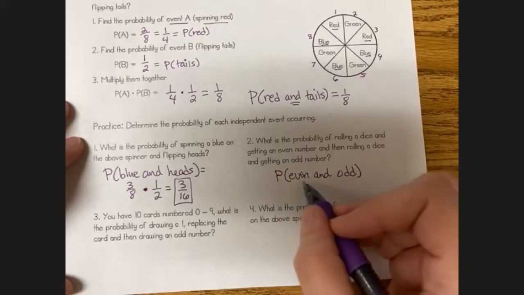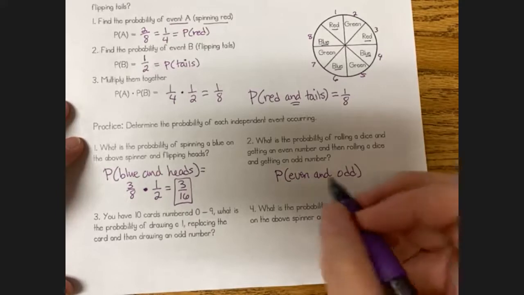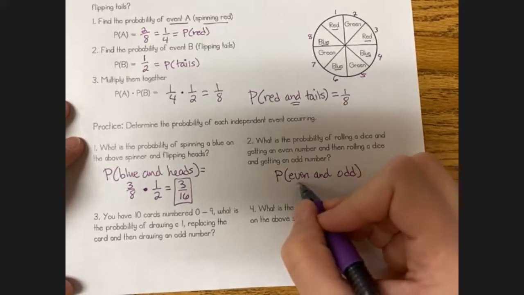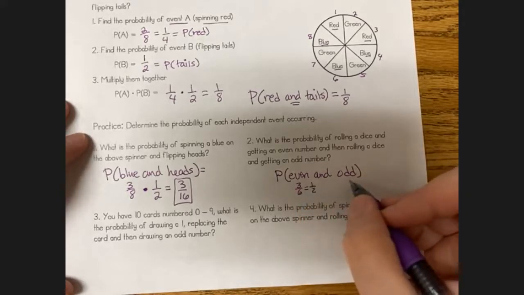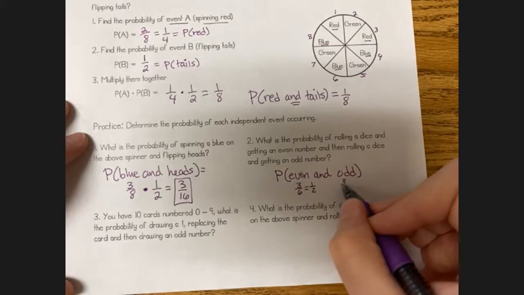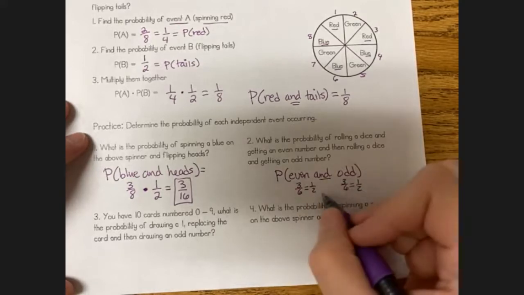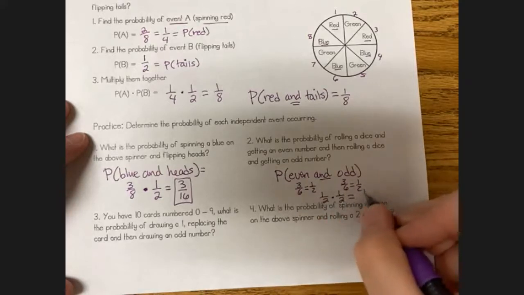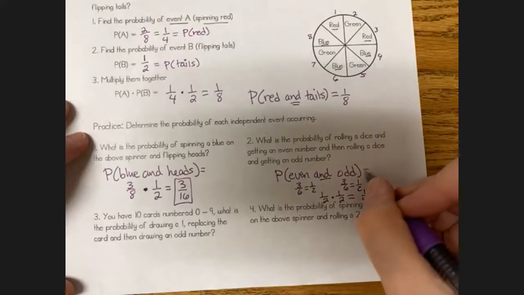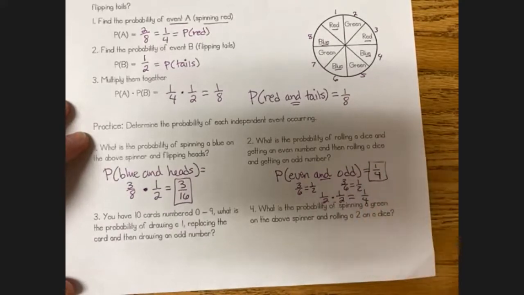So the probability of an even is, of course, your sides are 1, 2, 3, 4, 5, 6. So 2, 4, and 6 are your evens. So that's a probability of 3 out of 6, which reduces to 1/2. And the probability of odd is the same probability, 3 out of 6, or 1/2. So the word and means I'm going to multiply my two. They're independent events. 1/2 times 1/2 is 1/4. So my probability of both events occurring is 1 out of 4.